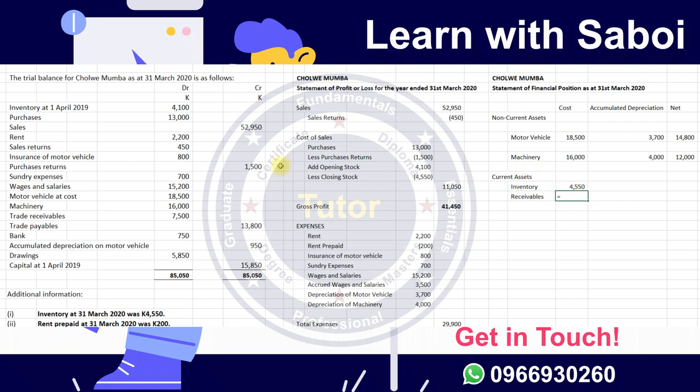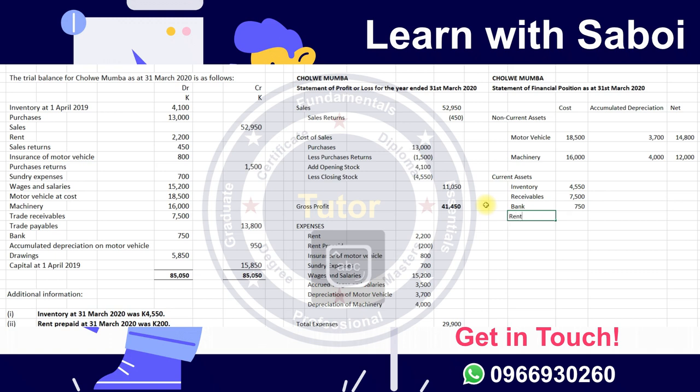How much were the trade receivables? The trade receivables was that amount. Then we also have bank. We had money in the bank. Let's see. Here it is, 750. Okay. Then we also have prepayments, rent.